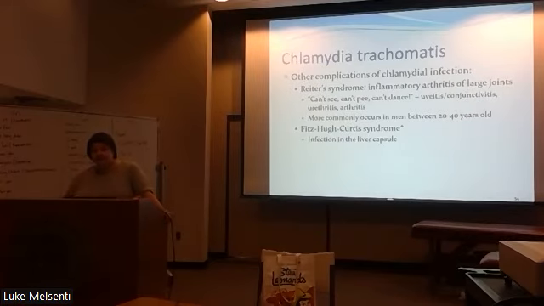Reiter's syndrome. Did you guys learn Reiter's syndrome? Can't see, can't pee, can't dance. You know that one? That's an inflammatory arthritis of the large joints. It's usually conjunctivitis, right? That's the can't see. The can't pee is the swollen urethra and that inflammation, and the can't dance is the arthritis of the large joints. More commonly occurs in men between 20 to 40 years old.